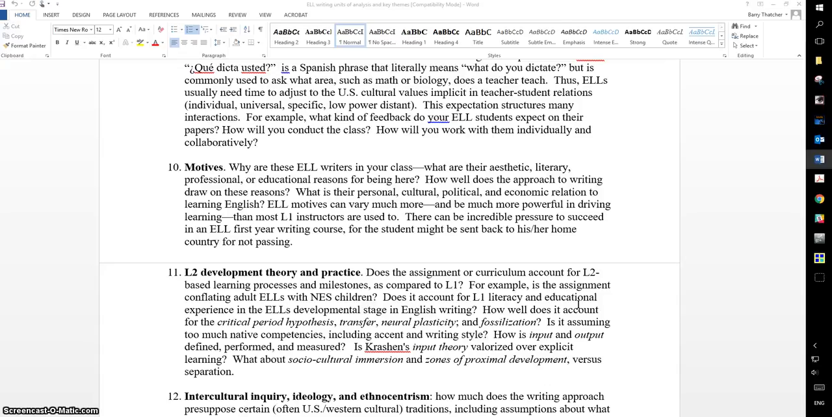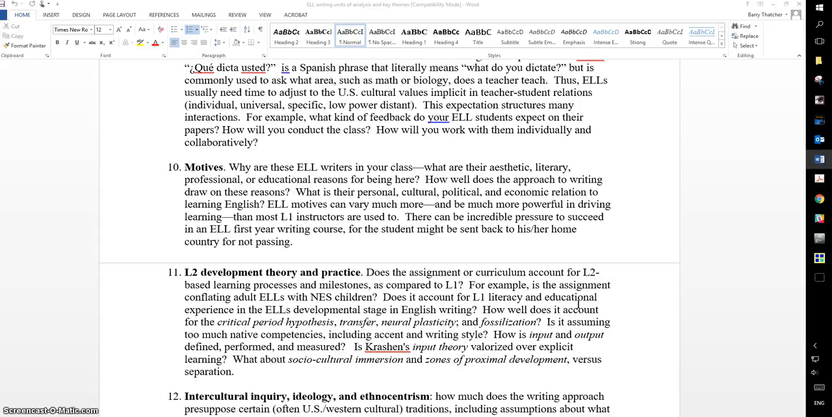This is also a classical rhetorical term, and it means why do people do rhetoric? But for our case, why are these ELL writers in our class? What are their reasons? Often their reasons are they want to succeed at the U.S. university, or they want to succeed in the U.S. workplace, or they want to just work better with people in their own families or in their own communities.